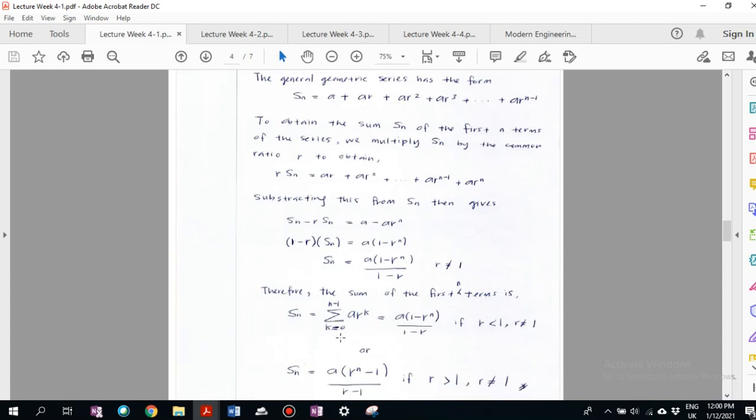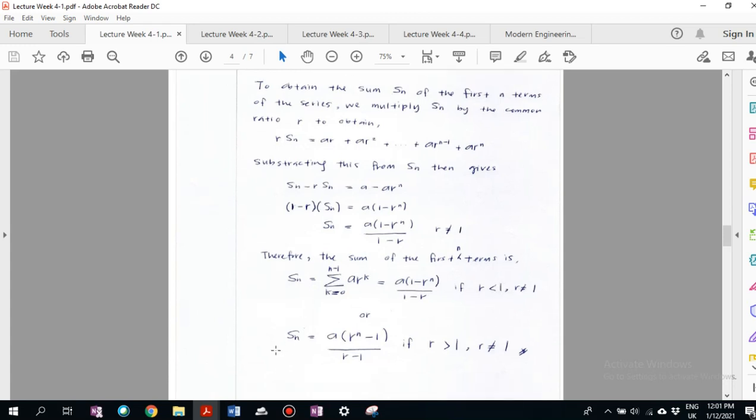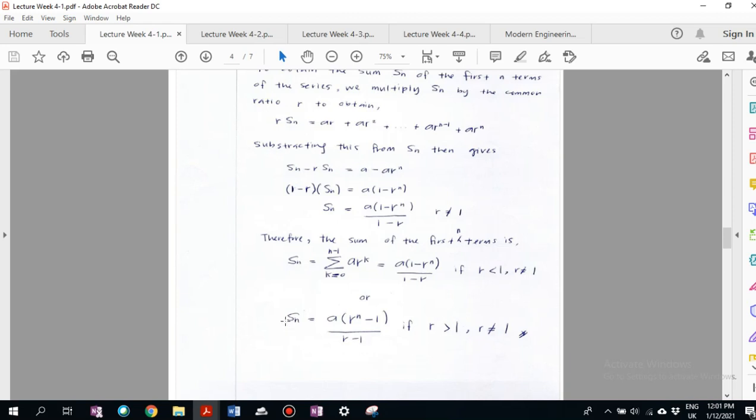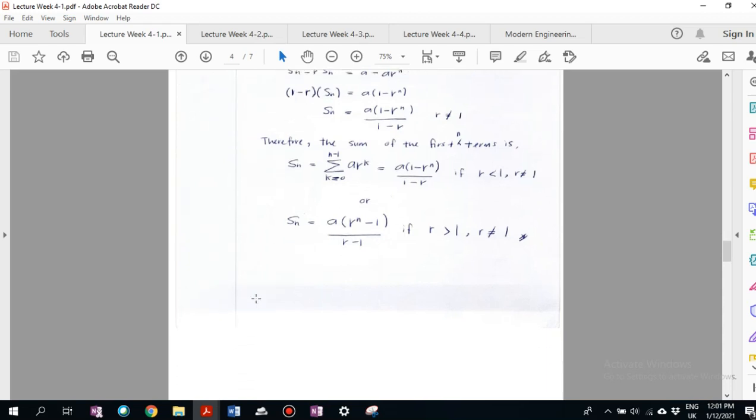So the sum of the first n terms, we can say Sn is equal to the summation from k equal to 0 to n minus 1 of the term AR^k, or A(1 minus R^n) divided by (1 minus R), which is for R below 1 and R not equal to 1. If R is bigger than 1, the formula will be Sn equal to A(R^n minus 1) divided by (R minus 1). So R below 1 uses 1 minus R, R bigger than 1 uses R^n minus 1.